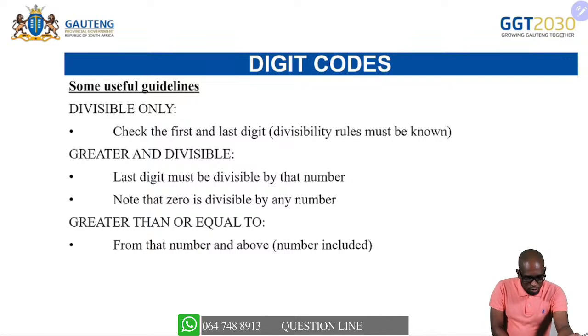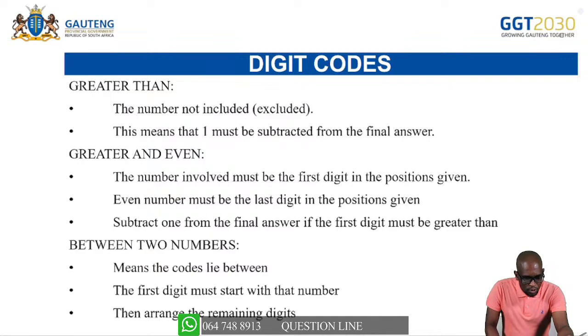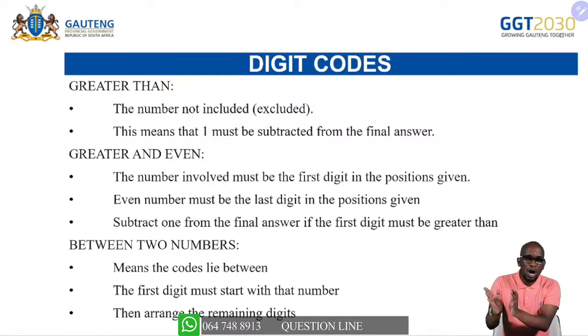Greater than or equal to means from that number and above, and that particular number is included. Greater than means the number is not included. Usually what we do is, from the overall codes that we've determined, we subtract 1 from the final answer because we want to make sure that the code that was included by our counting procedures is then excluded.